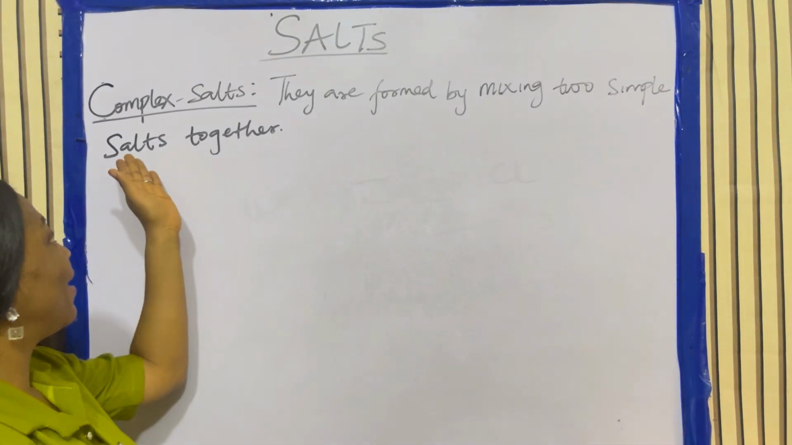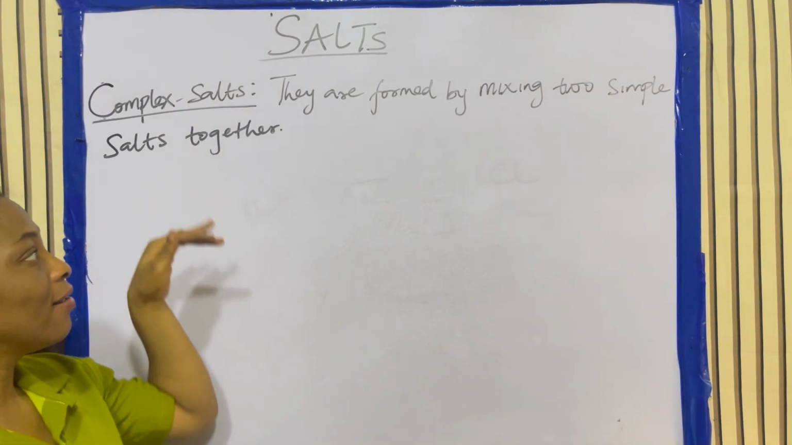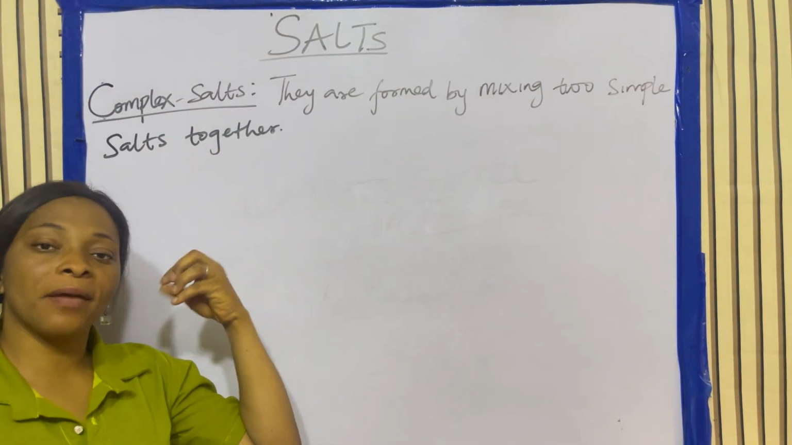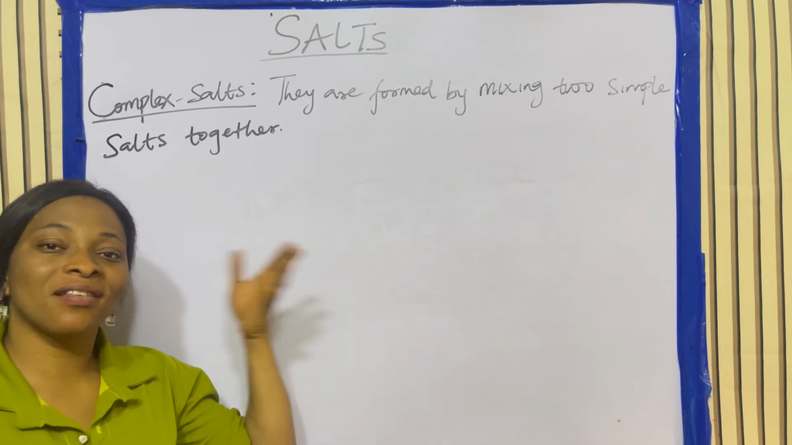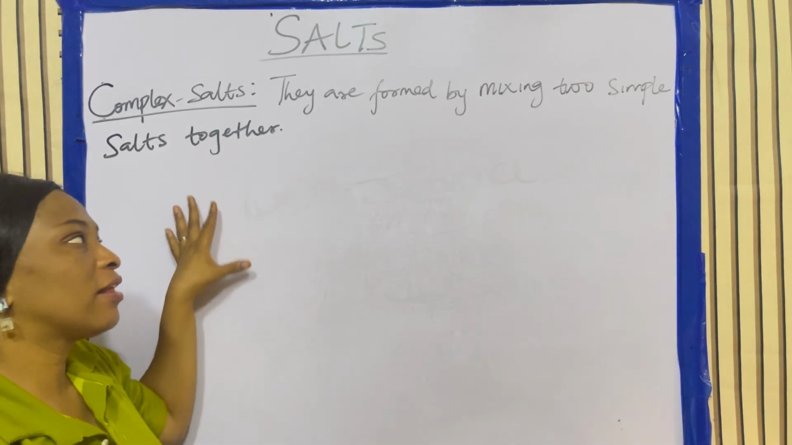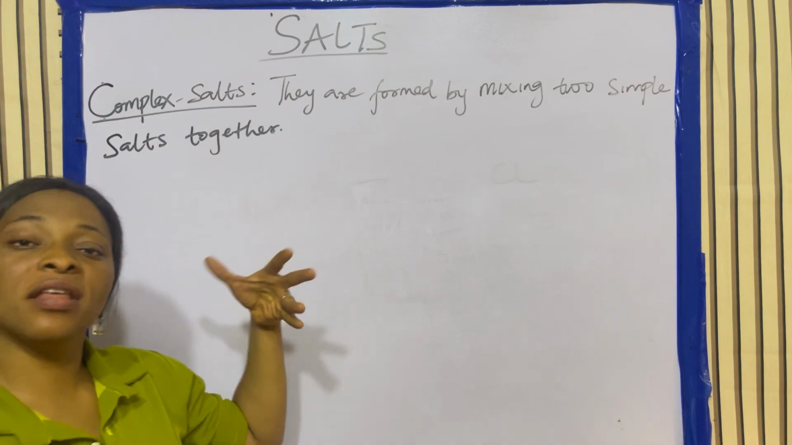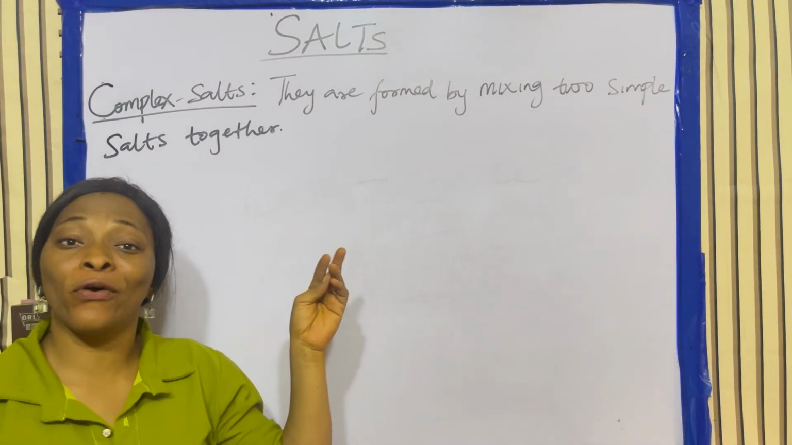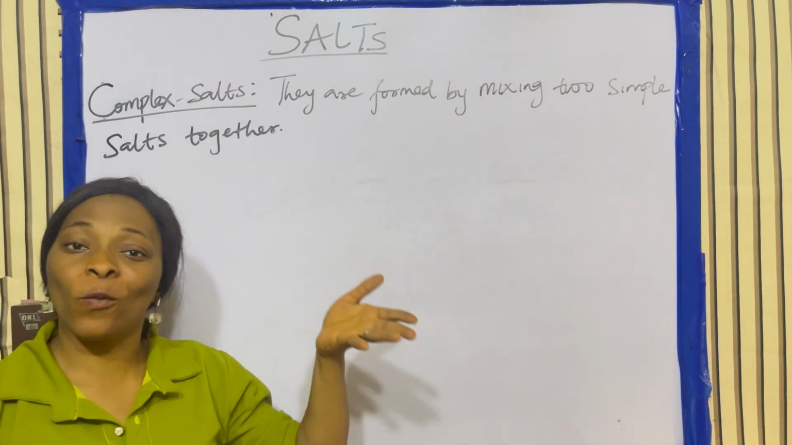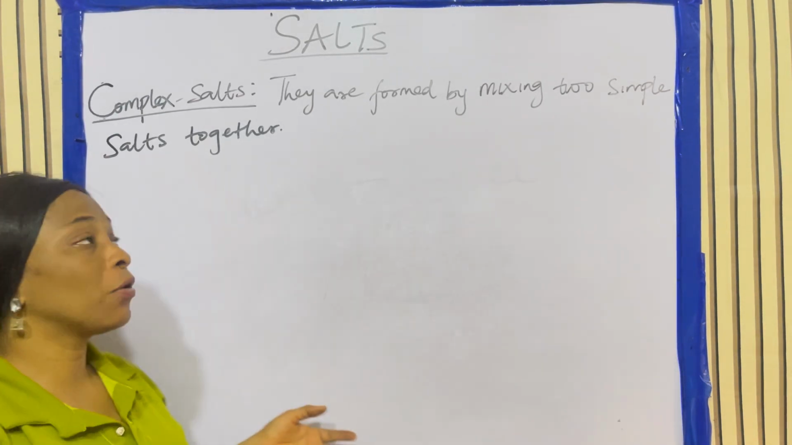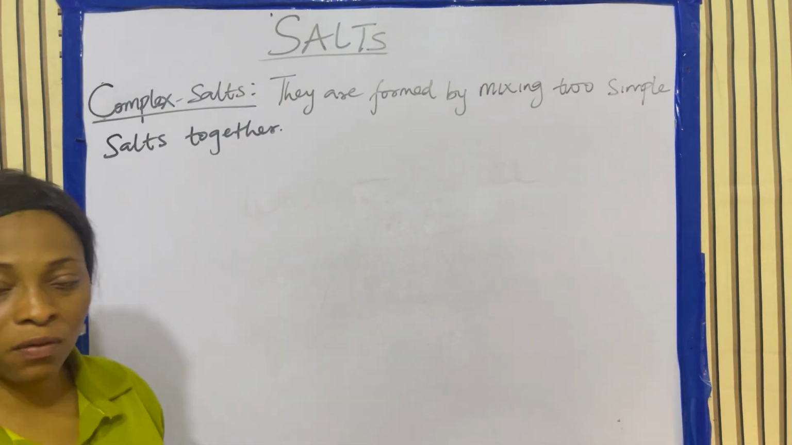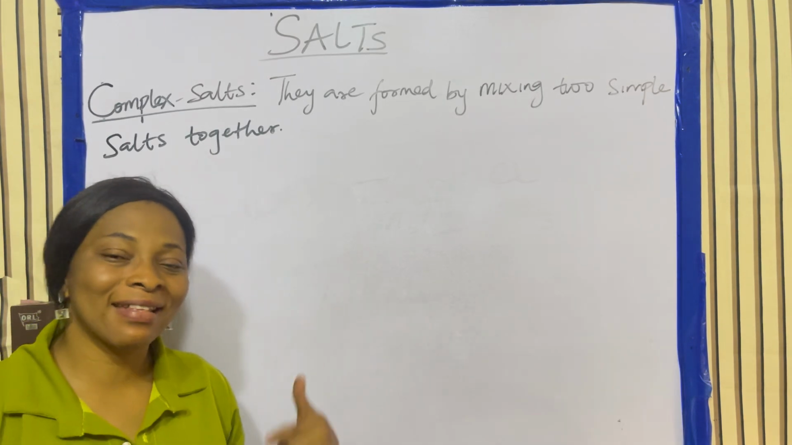Okay, so let's look at the last type of salts, complex salts. These are salts that are formed by mixing two simple salts together. However, one funny thing about these salts is that when you mix the two simple salts, at the end of the day they form a complex ion. That is why we call them complex salts, because they form a complex ion.